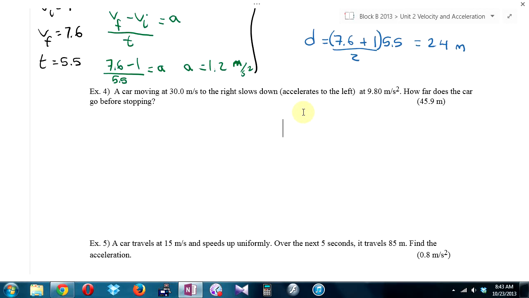I read, it says a car moving at 30 meters per second to the right slows down, or accelerates to the left, at 9.8 meters per second squared. How far does the car go before stopping? What's this question asking me to find? I would write down for myself, D equals question mark.